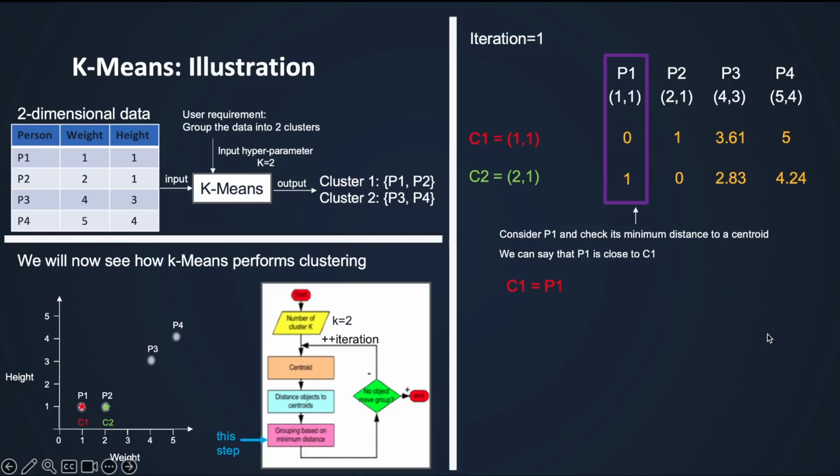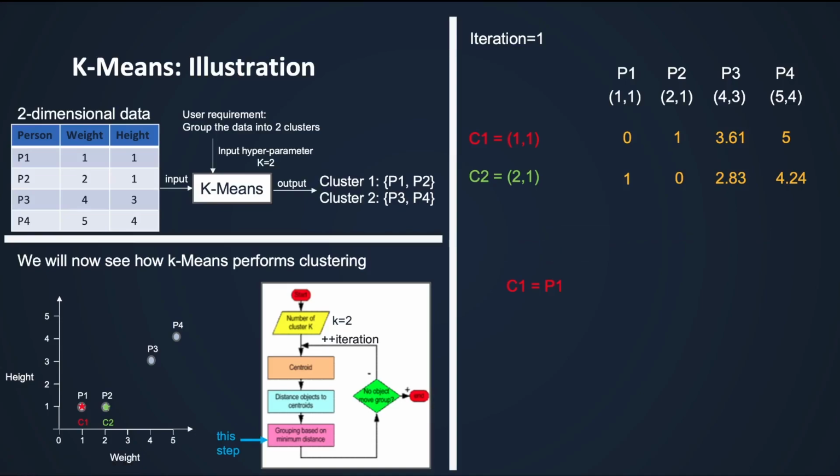Similarly, we choose another point P2, and check the closeness of this point with respect to C1 and C2. We can see that P2 is close to C2. So, we keep the point P2 to C2. In other words, we say that P2 is grouped to the centroid C2.